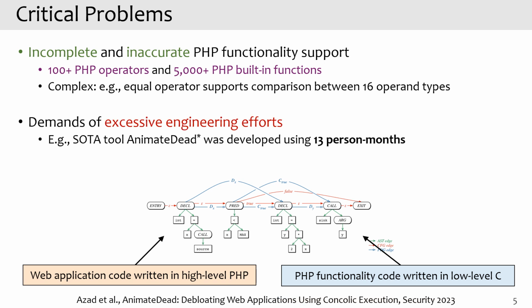On the other hand, such a manual analysis requires a large amount of engineering effort. In particular, the state-of-the-art tool AnimateDat was developed using 13 person-months. That is hardly scalable, especially given the updates in different versions of the language.